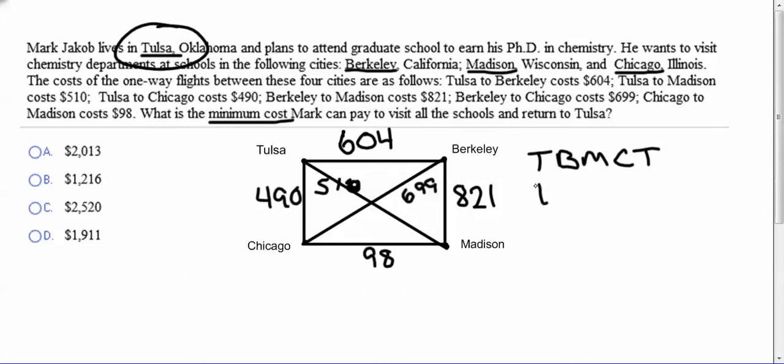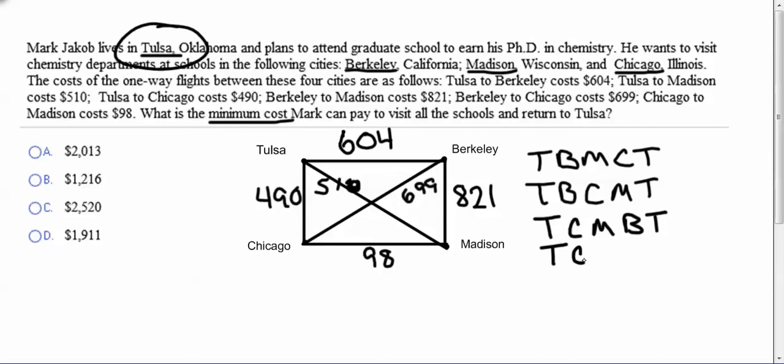Or we could go Tulsa, that's where he starts, to Berkeley, to Chicago, to Madison, back to Tulsa. Or he could go from Tulsa to Chicago, to Madison, to Berkeley, back to Tulsa. Or from Tulsa to Chicago, to Berkeley, to Madison, to Tulsa. That one might be expensive because Tulsa to Illinois, to California, back to Wisconsin, out to Tulsa, that's probably not going to be the optimal one.